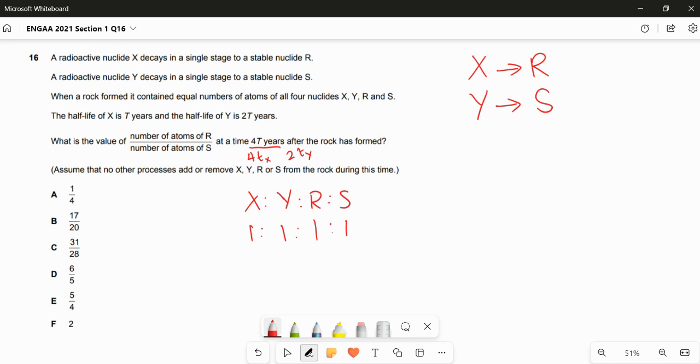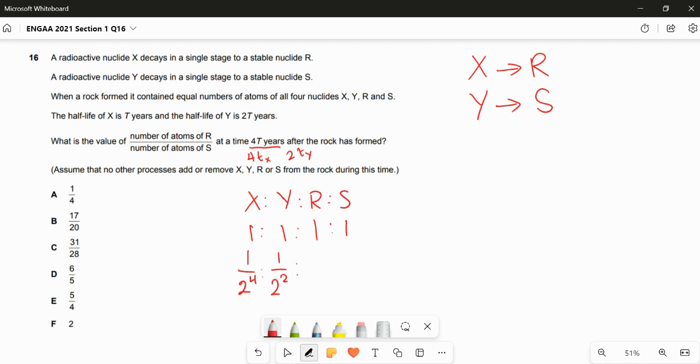So how much X would be left? Well, if it decayed in 4 half-lives, there'd be 1 over 2 to the 4, kind of half multiplied by half 4 times. And then there'd be 1 over 2 squared for Y, because it's done half and then another half in that time. So R and S would have gained these amounts. So how can we work that out?